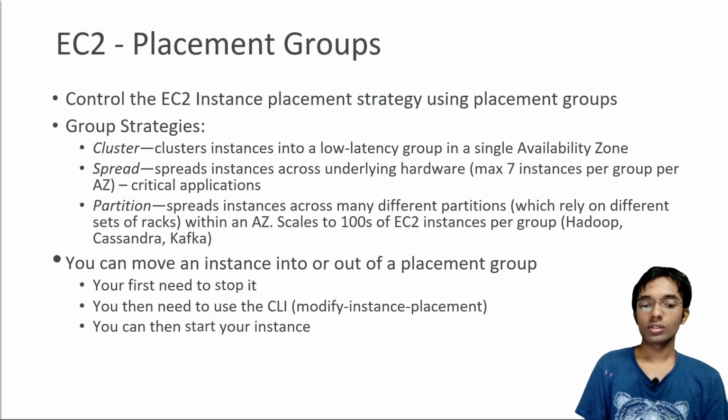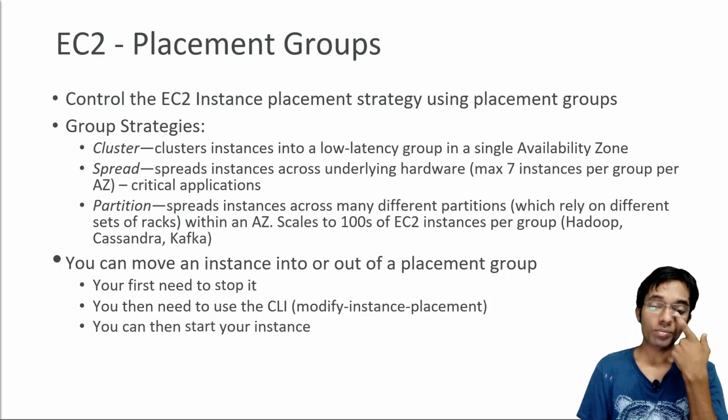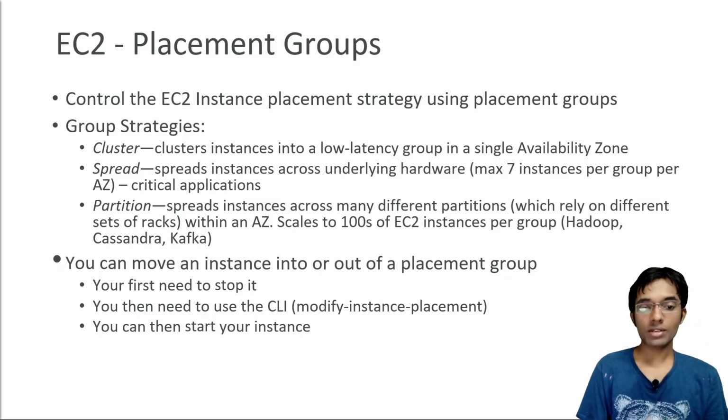Hardware failure. So by having a spread instance placement group, you will have your instances very far away from each other. They are spread out and therefore they won't fail all at once. And the partition is when you have a higher number of EC2 instances that you need to place across different partitions. And this is when you have, for example, something like Hadoop, Cassandra or Kafka. So these are great for a partition placement group strategy.